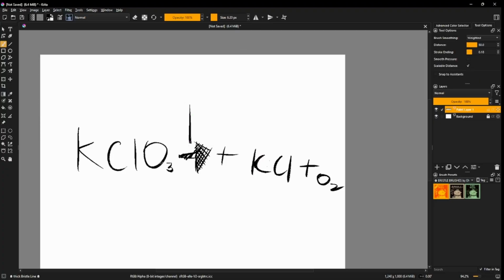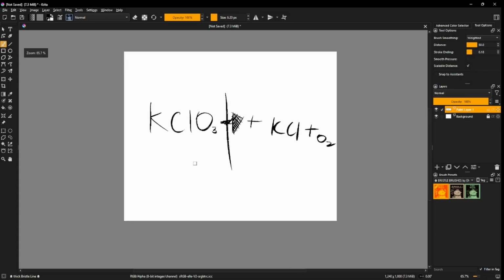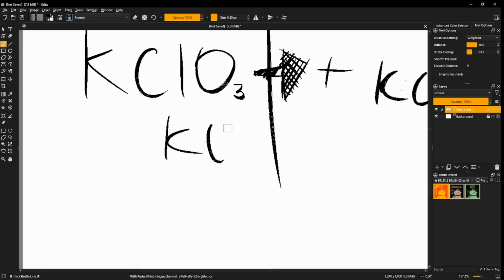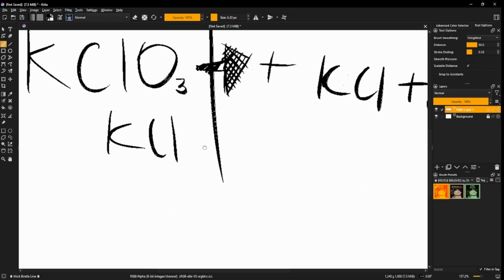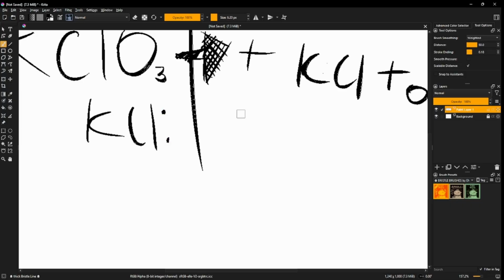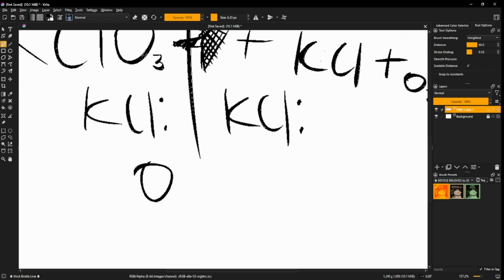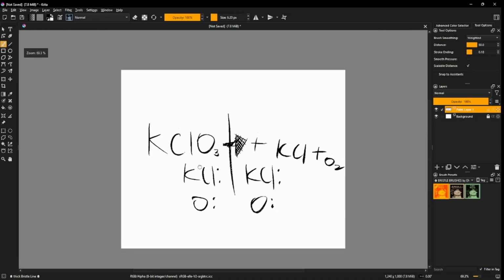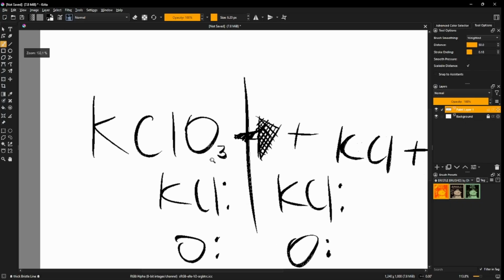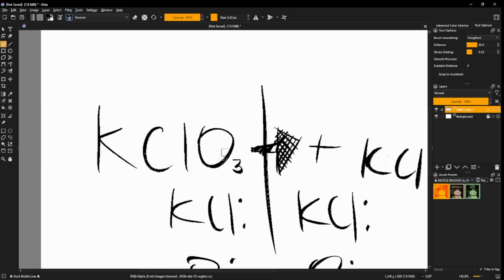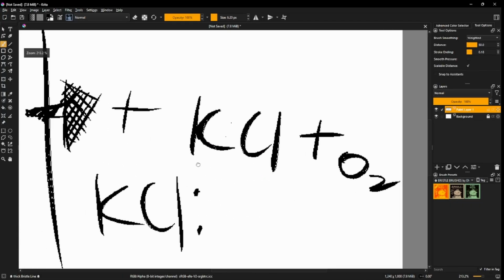To make it balanced, we need the KCl on both sides to be the same number. We need the oxygen on both sides to be the same number. But Corey, how do you know what number they are? Oh, I'm glad you asked.